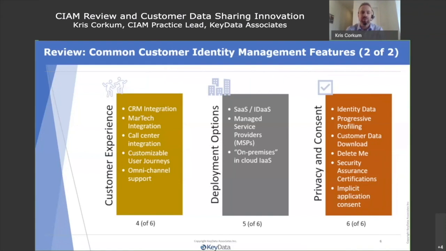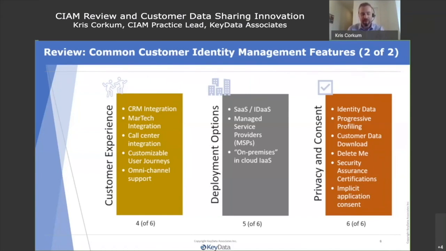Security assurance certifications. These are the data storage standards that vendors need to adhere to, and for how customer data can be stored and transported.